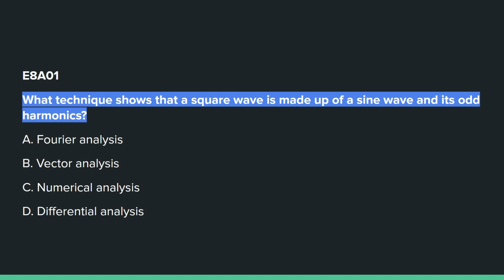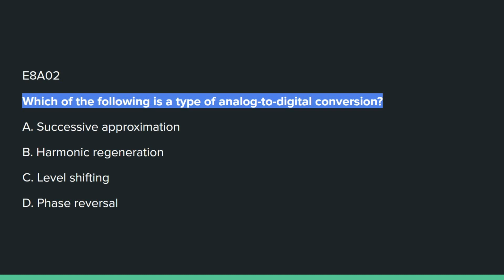E8A01, what technique shows the square wave is made up of a sine wave and its odd harmonics? A. Fourier analysis. E8A02, which of the following is a type of analog to digital conversion? A. Successive approximation.